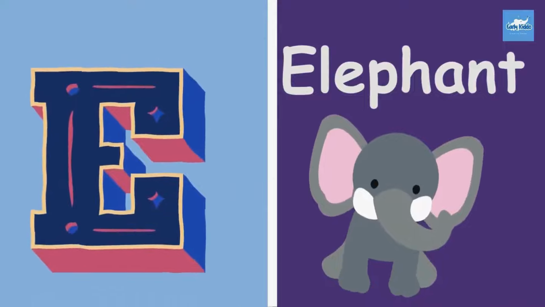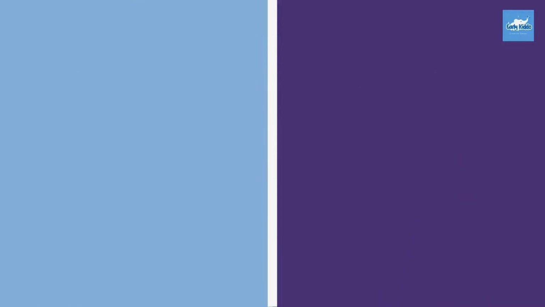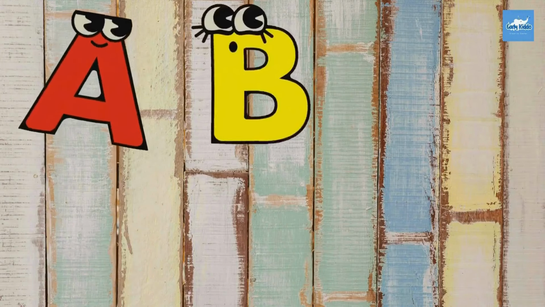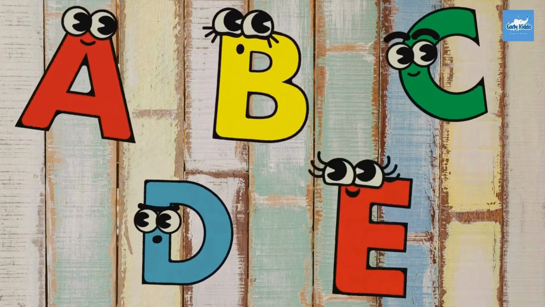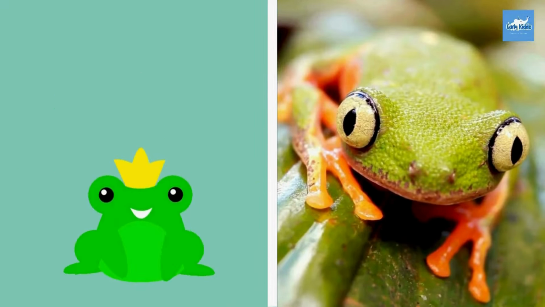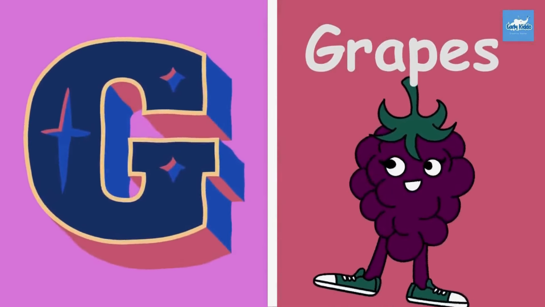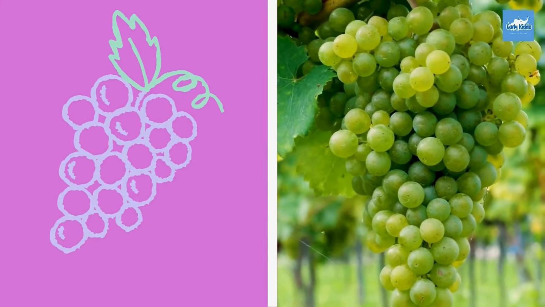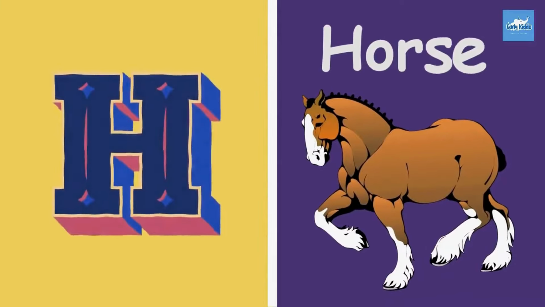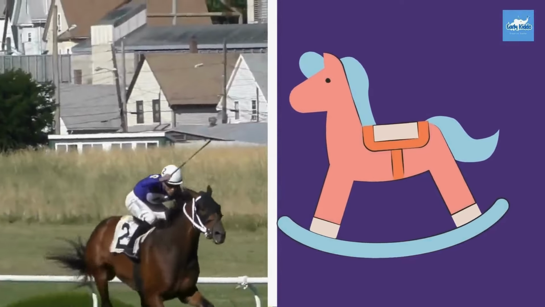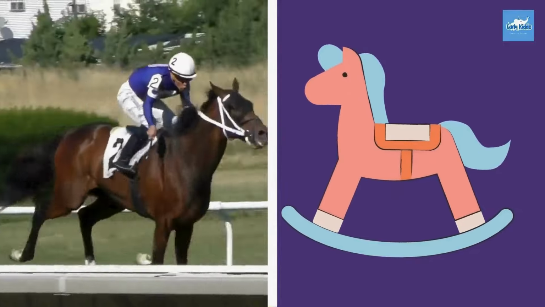E is for elephant. E, e, elephant. F is for frog. F, f, frog. G is for grapes. G, g, grapes. H is for horse. H, h, horse.